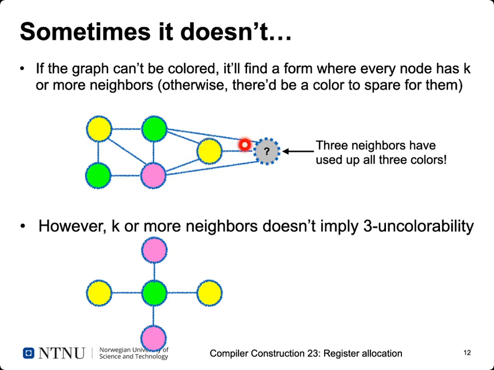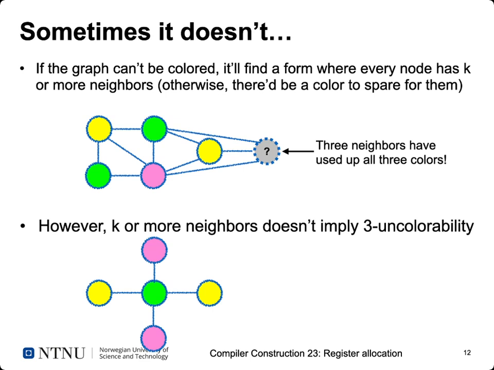But if we had that additional node here, which is connected by 3 edges to 3 nodes, each having a different color here, then this obviously is no longer 3 colorable, because the 3 neighbors of our gray node here now have used up all the 3 colors. So in order to avoid any interference, we would have to give this new node a different color.